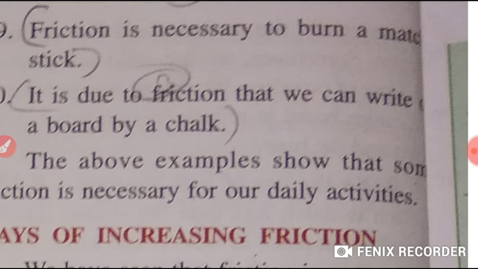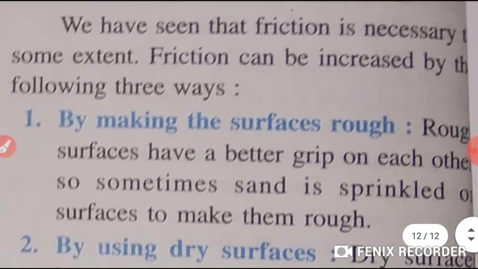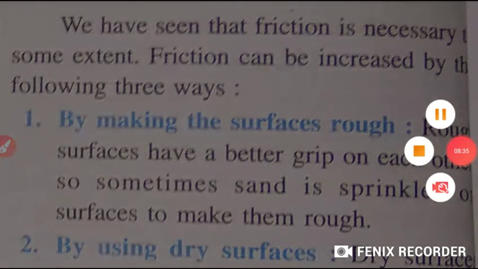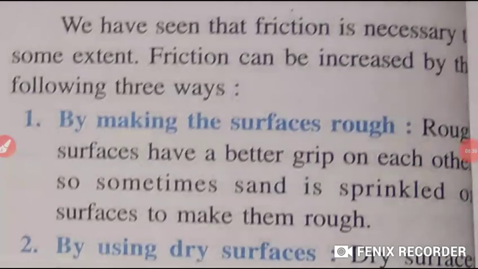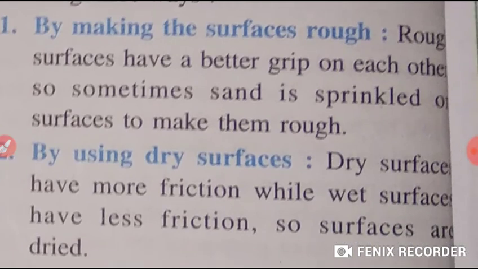So students, what are the ways of increasing friction? We have seen, students, that friction is necessary, right? So how can we increase the friction? There are three ways, students. First of all, by making the surfaces rough. Students, rough surfaces have a better grip on each other. So sometimes sand is sprinkled on surfaces to make them rough.